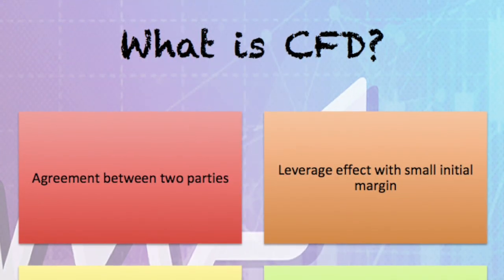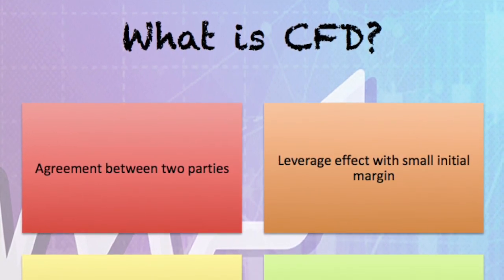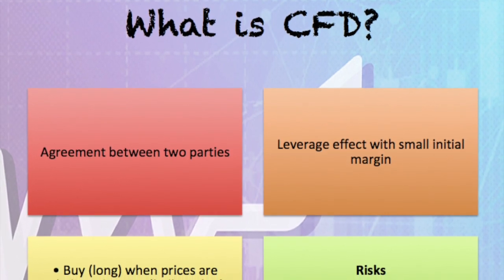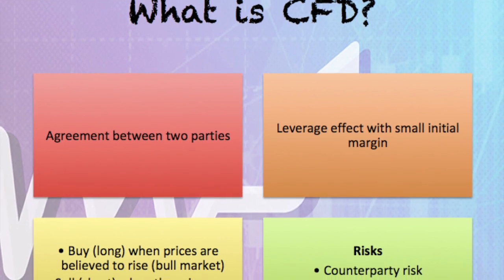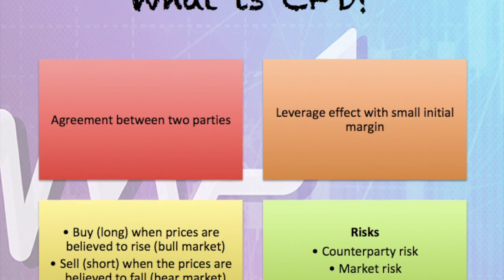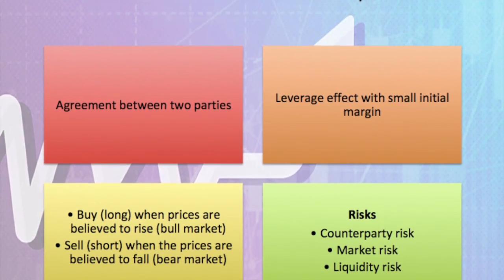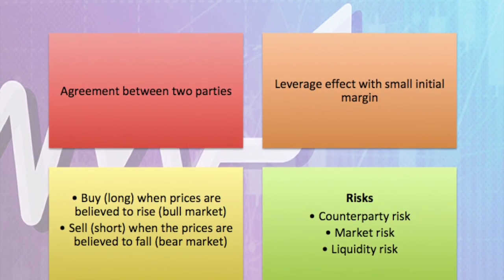Contract for difference is an agreement between two parties in which the losing party pays to the winning party the opening and closing price difference of an underlying asset when the contract is closed out. With CFD, leverage is possible, whereby a small variation in price can generate enormous profits or losses with just a small initial margin. Besides that, in CFD, investors shall buy or go long when the prices are believed to rise, and sell or go short when the prices are believed to fall.